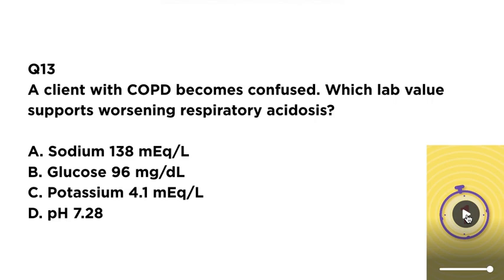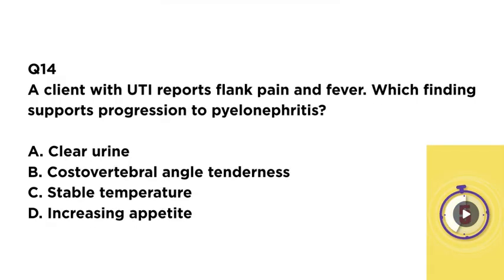A low pH reflects acidosis consistent with CO2 retention. So A is incorrect. Normal sodium does not indicate acid-base imbalance. Normal glucose, letter B, is also incorrect, and letter C is also incorrect because of normal potassium. Let's go to question number 14.